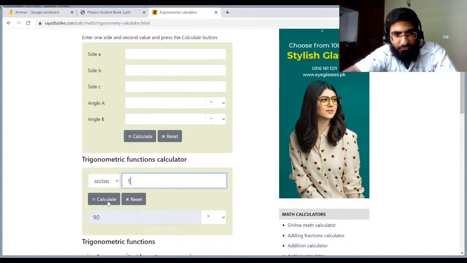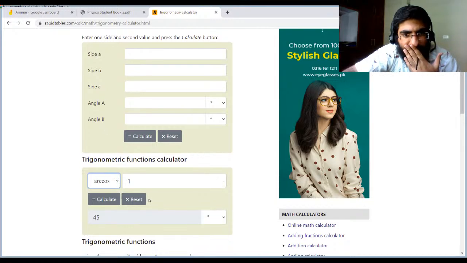Adjacent by hypotenuse. Okay, can you just put it in your calculator or on the screen? Sure. I just put cos inverse. Cos inverse. Okay.